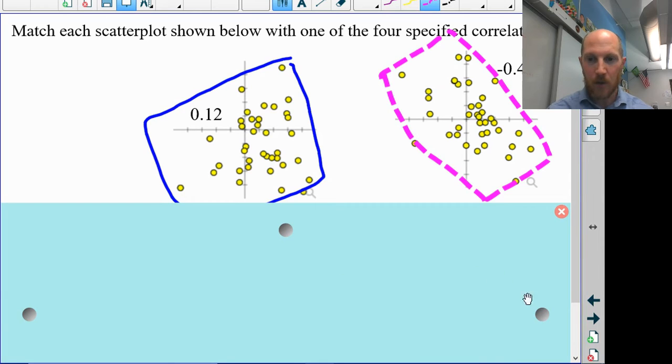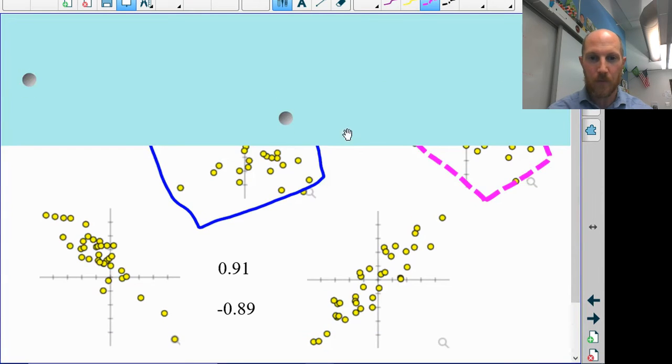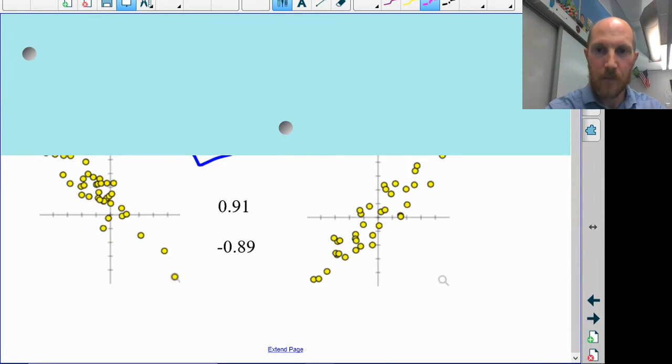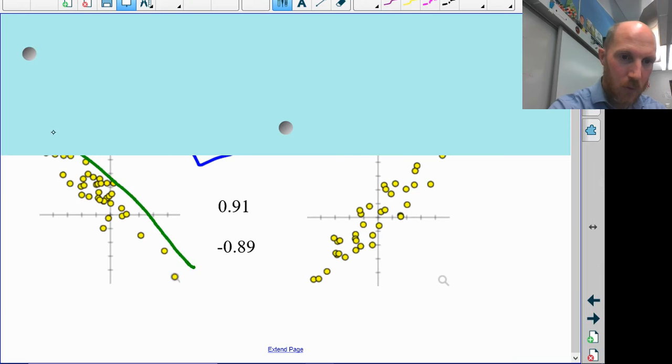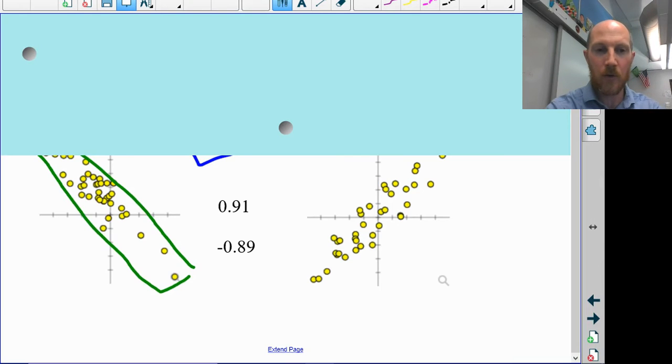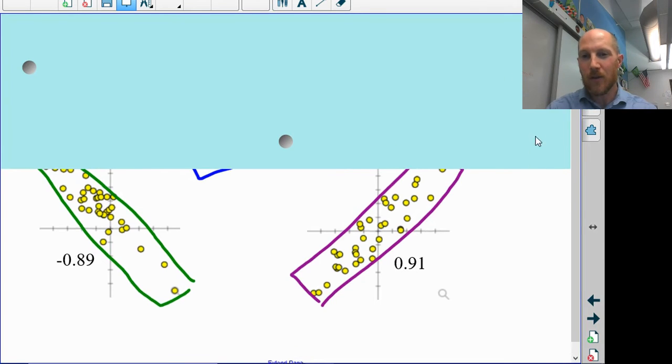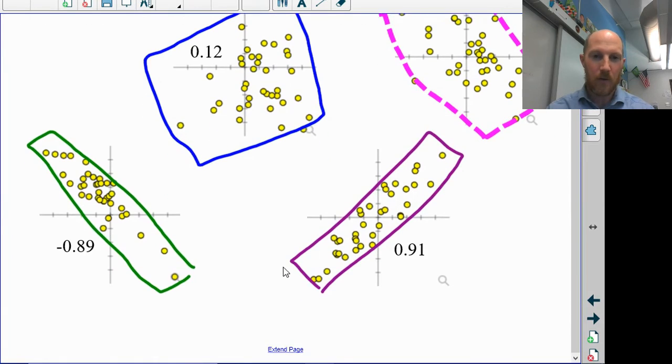Okay, so then let's look at the bottom two options. This one is clearly going downhill, so that's going to be a negative correlation. This one is clearly going uphill, so that's going to be a positive correlation. So I'm going to take the positive number, put it on the positive graph, the negative correlation, put it on the negative graph. They're not straight lines, but it's a pretty strong correlation.